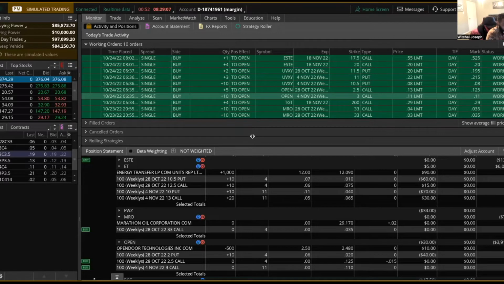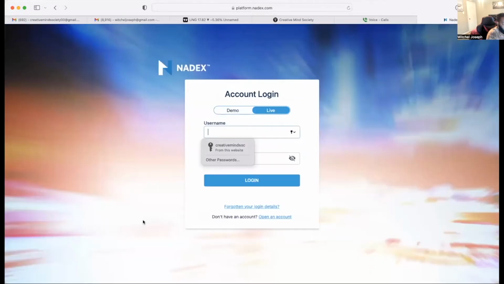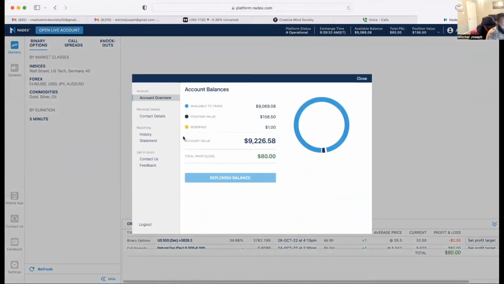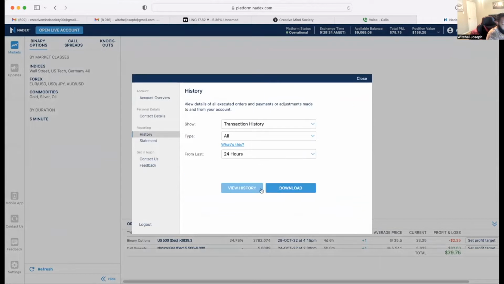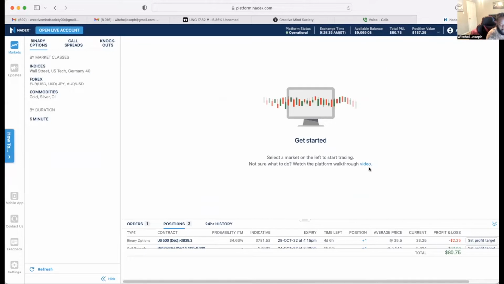Let's see what's going on. All right, so we've got 50 seconds. Hold on, before I go to this, let me go to Nadex real quick. As you can see, I'm using the demo right now, right? So I'm up on this contract on demo. I already took some profits, as you can see right here. So now the market's about to open in a few seconds.